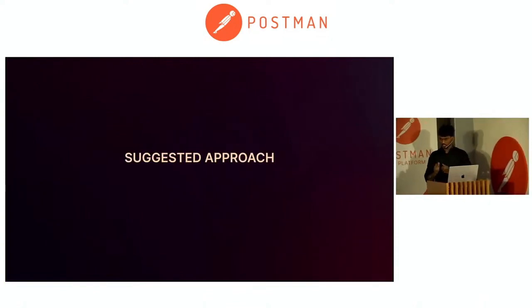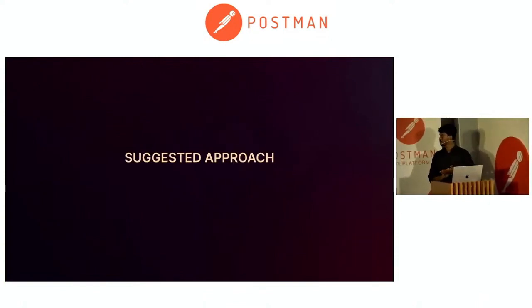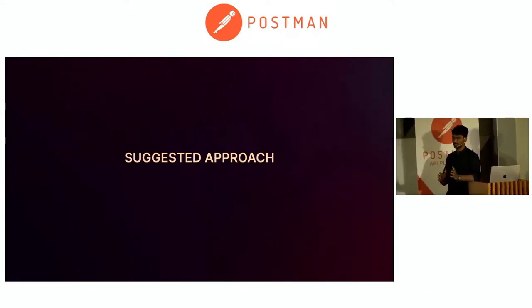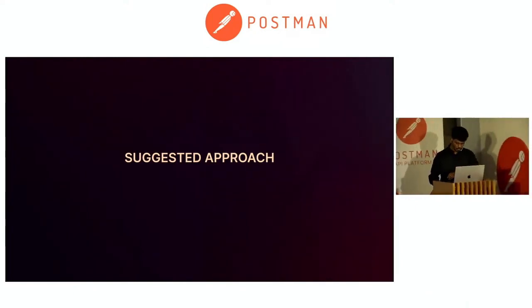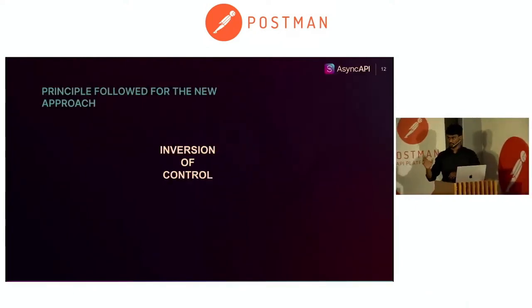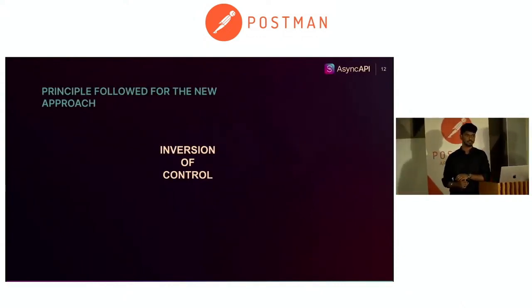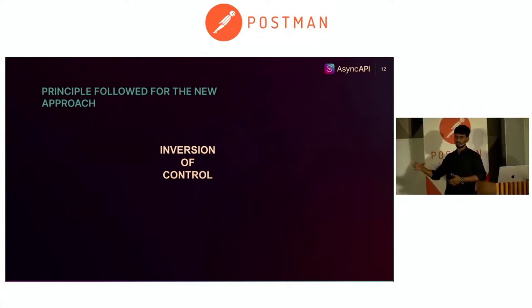So what is the suggested approach? This talk would be more like 40% async API and 60% around what design your templates have to follow. The suggested approach would be something around inversion of control. Has anyone of you heard about inversion of control before? Inversion of control is a concept that a lot of frameworks use. That is the actual difference between a library and a framework.